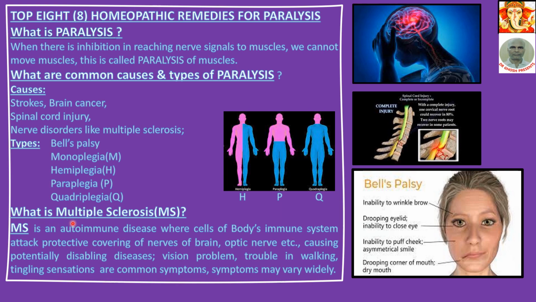Now, multiple sclerosis. What is multiple sclerosis? Multiple sclerosis is an autoimmune disease where cells of the body's immune system attack the protective covering of the nerves of the brain, optic nerve, etc., causing potentially disabling diseases. Vision problems, trouble in walking, tingling sensation are common symptoms. Symptoms may vary widely from case to case. This is multiple sclerosis. It's a very important term in neuroscience.